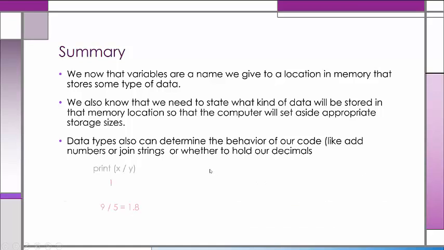And similarly on behavior, depending on what type of data we've declared, that's the type of output we're going to get. In other words, if the computer thinks x and y are integers, then we're going to get returned just the integer value. If x and y have been determined to be decimal data types, then we'll actually get the decimal returned.